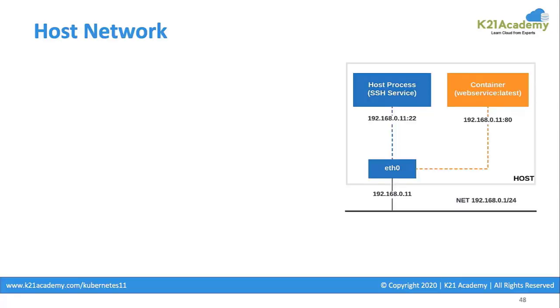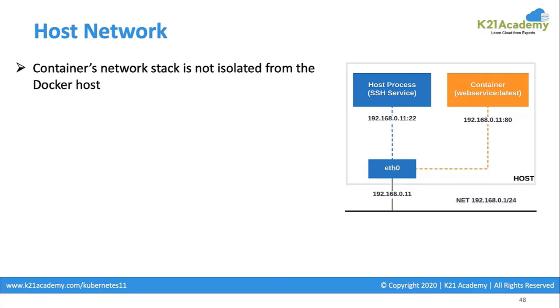So in host networking, the complete network stack of the host gets replicated inside the container. So the container's network stack is not isolated from the host. Rather, it starts behaving as if the container itself is the host. Okay, so it doesn't have its own IP address allocated.